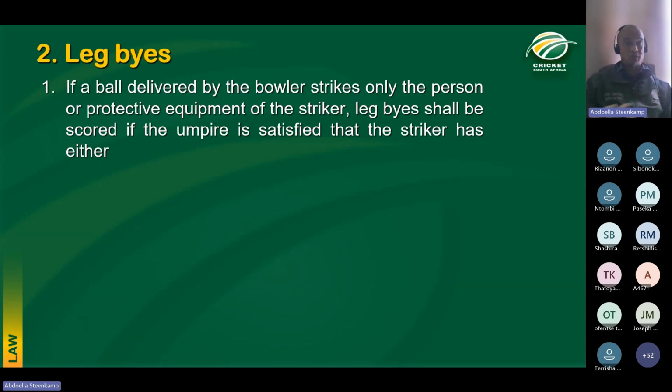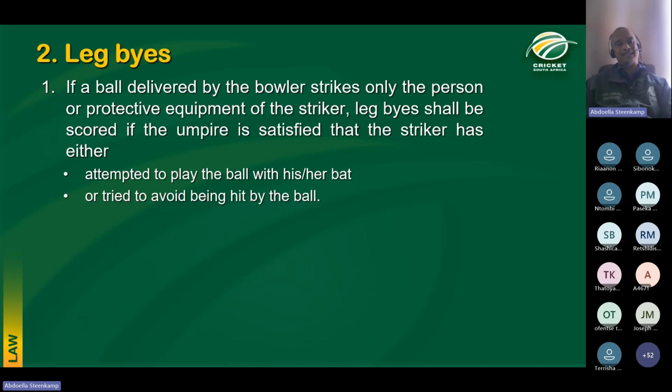And now there are 2 conditions that need to be met for leg byes to be scored. We know the ball needs to strike any part of the person or protective equipment, but leg byes are only scored if the following 2 conditions are met. First condition: the batter or the striker needed to attempt to play the ball with his or her bat. There needs to be a stroke, an attempt to play the ball with the bat. And the second condition is that the striker tried to avoid being hit by the ball.